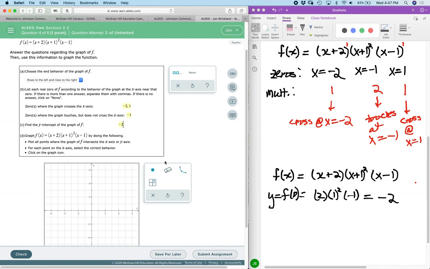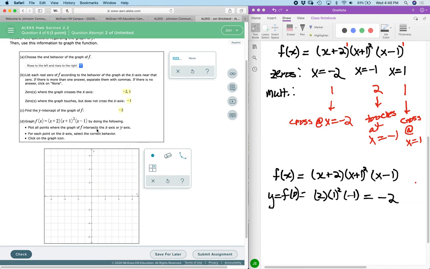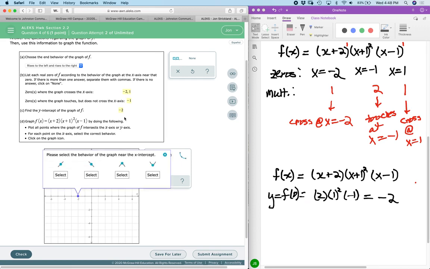Now, in the case of graphing, it says to graph this function by plotting all the points where the graph of f intersects the x-axis or y-axis. So with our x-axis points, we have negative 2. In the case of the end behavior, you had it rising to the left and rising to the right.